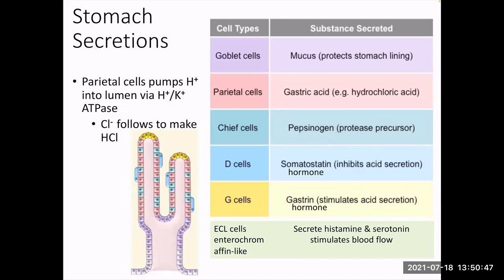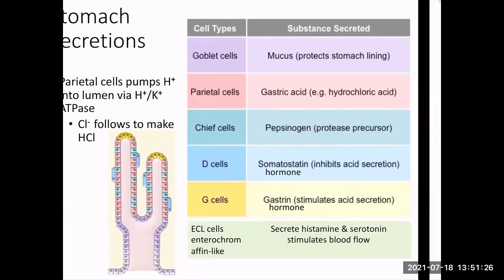Okay. And then not shown in this image, unfortunately, you have another important cell type called ECL. ECL stands for enterochromaffin-like cells. So these ECL cells secrete histamine and serotonin. And serotonin plays a role in hunger. And this histamine is believed to help stimulate blood flow through your digestive system.